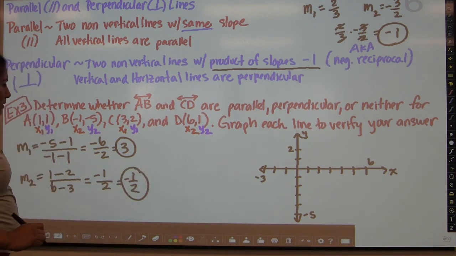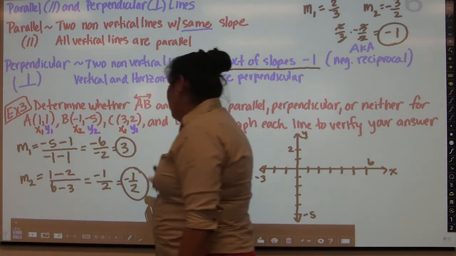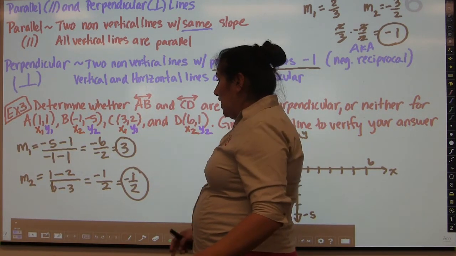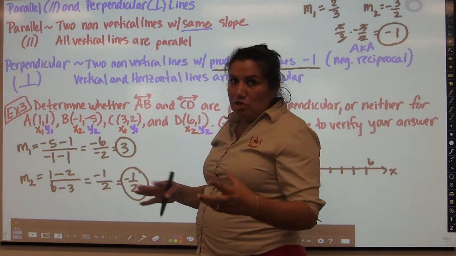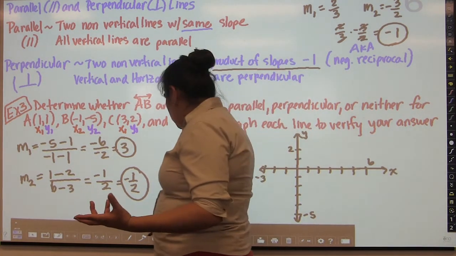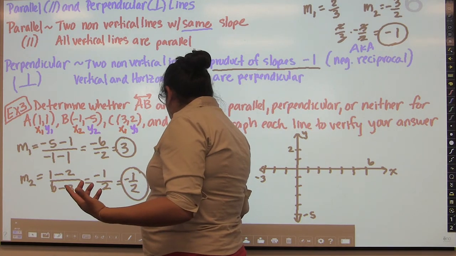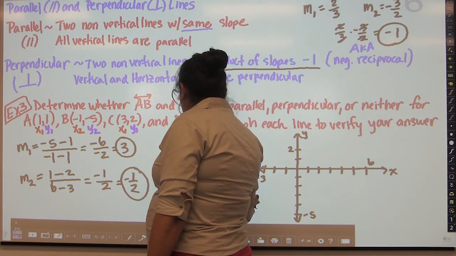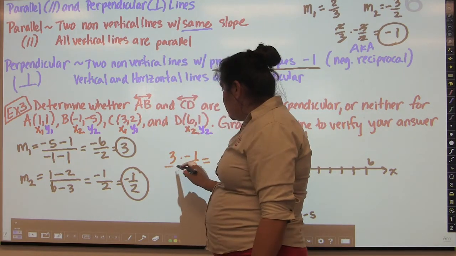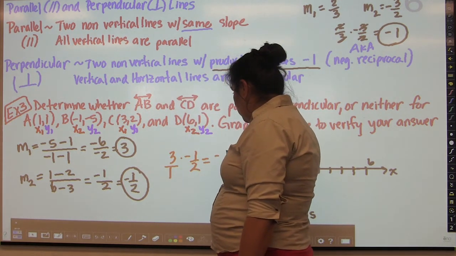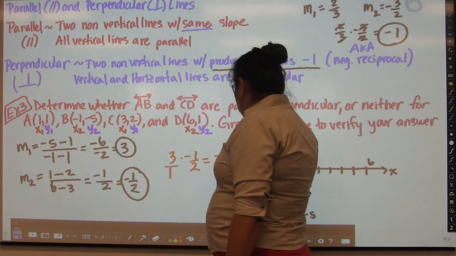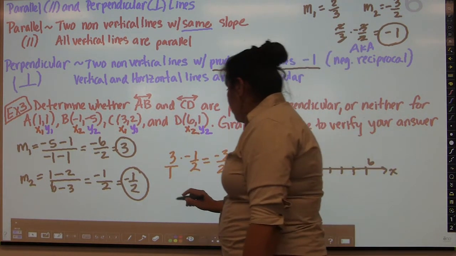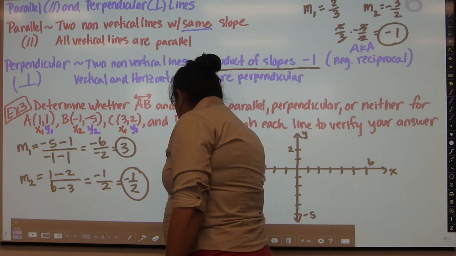Now when I compare, obviously they're not the same. 3 and -1/2 are not the same. But I guess it's possible that you might think that it's perpendicular. So let's just try that. If it's perpendicular, then 3 times -1/2 should equal -1. But actually 3 times -1/2 equals -3/2, which is not negative 1. Therefore, this is neither. This is a case of neither.